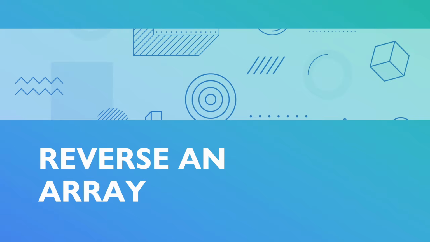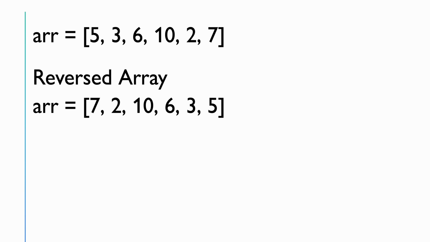Reversing an array is one of the most common and important problems in the array topic, and we'll be covering many more array problems in our upcoming videos. Let's take an example where array is equal to 5, 3, 6, 10, 2 and 7. After reversing an array, it becomes 7, 2, 10, 6, 3 and 5.